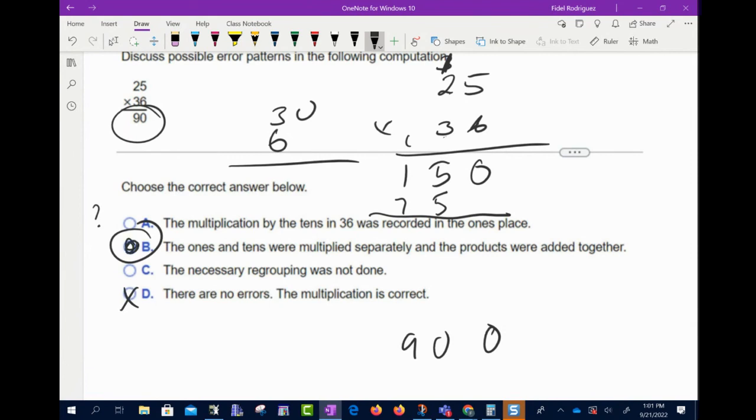Yeah, guys, it looks like A, B, and C all kind of seem to be fairly good answers. I would probably go with B and say the ones and tens were multiplied separately and the products were added together, because I do get that, right? I also agree that the multiplication wasn't done correctly, but I would probably go with B, the ones and the tens were multiplied separately and the products were added together. Okay.